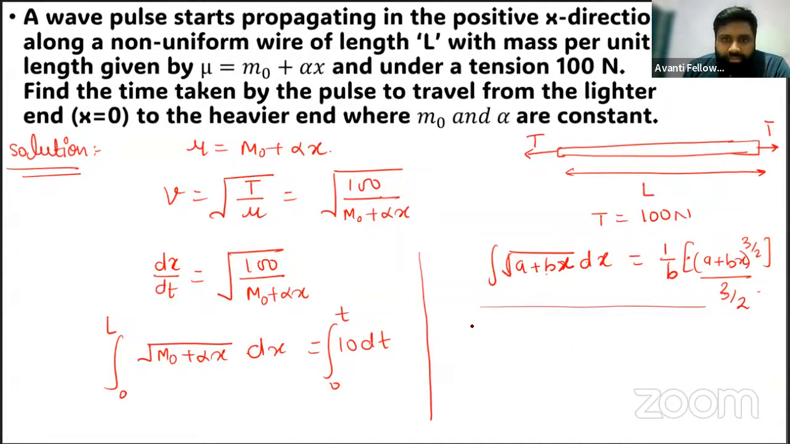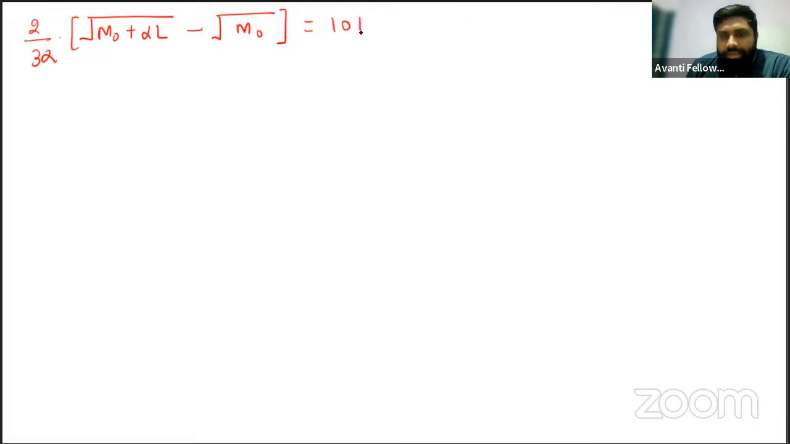So this expression will lead you to 1 upon alpha, m naught plus alpha x raised to the power, just a second, m naught plus alpha x raised to the power 3 by 2, from 0 to L, and that 3 by 2 will come upside, so it will become 2 by 3, equals 10 into t. This expression will lead you to what? 1 upon alpha, or you can take this 2 by 3 alpha common, put the limit. So when you put L, it will become m naught plus alpha L, minus, when you put 0, alpha x will become 0, so it is only m naught, equals 10 into t.